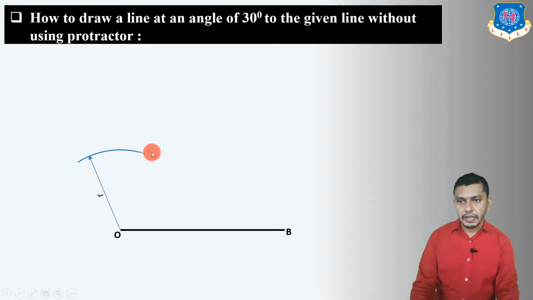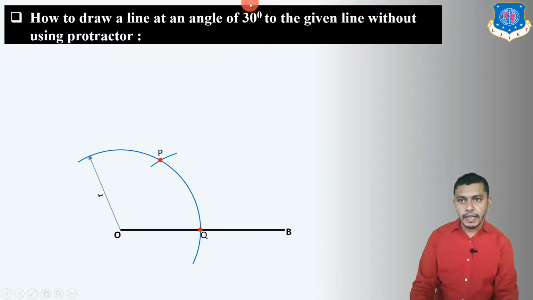Okay, and give an arc like this which will cut this line OB at point Q. Now taking center at Q and radius equal to R, we have to give an arc on this arc like this. Now if we connect this point P to O, it will be the angle 60 degree.